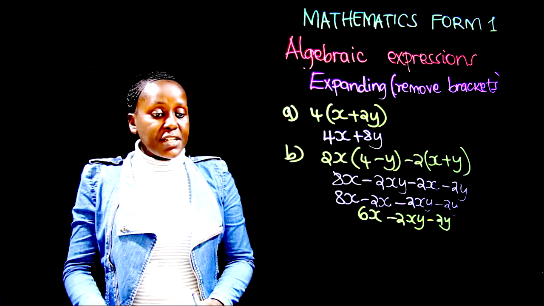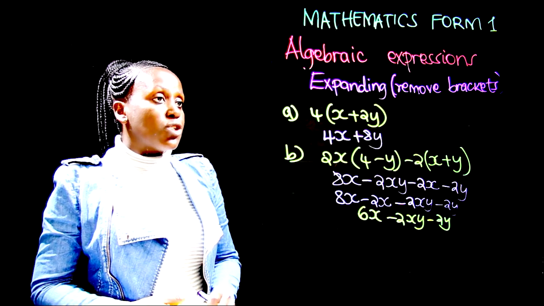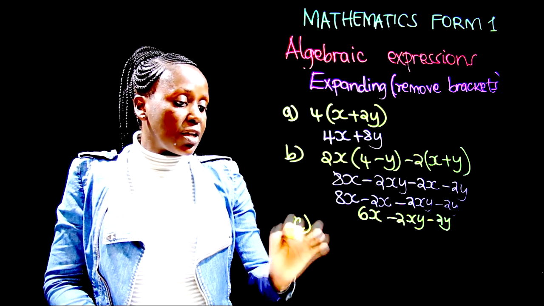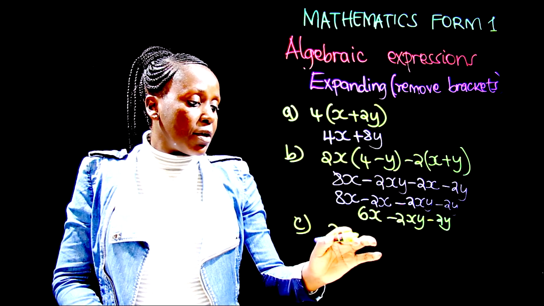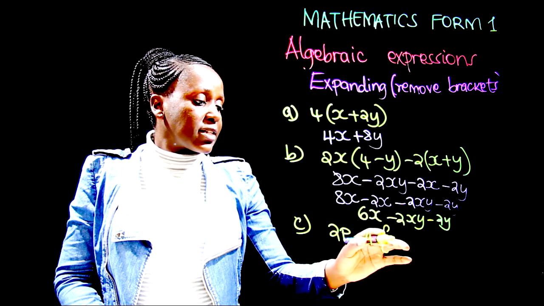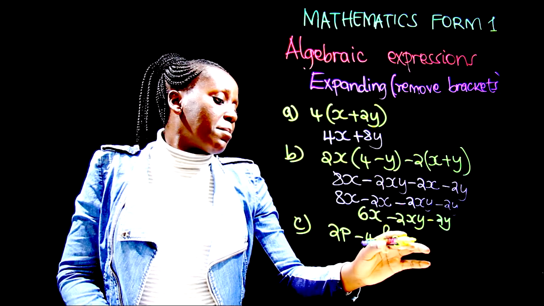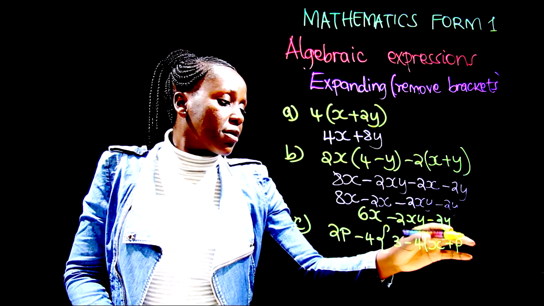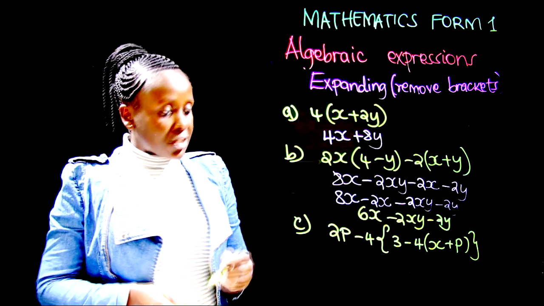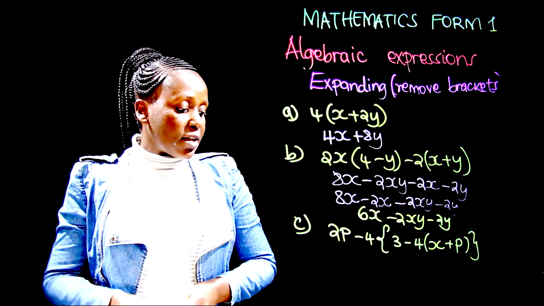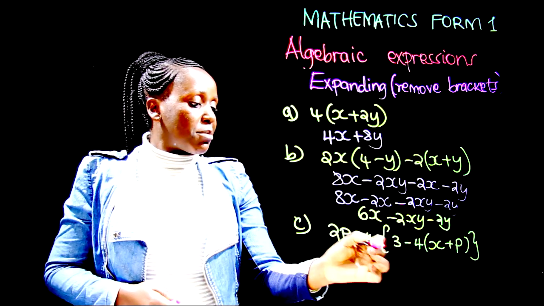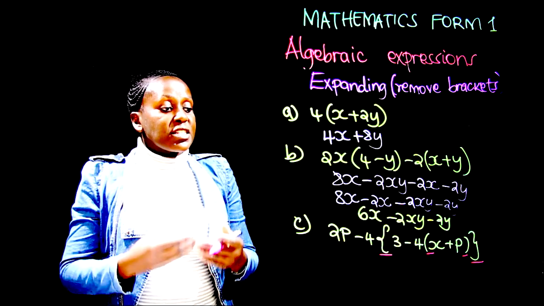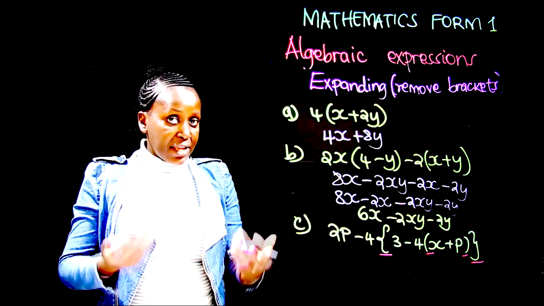So let's look at another different scenario. In a case where you have 2 brackets in one expression, how do you go about it? Here we have 2p minus 4 into brackets 3 minus 4 into brackets x plus p. Okay, how do you go about this? Like you can see, we have 2 brackets. We have the bigger ones that are outside, and then we have the small ones that are inside. So you are expected to start with the innermost bracket, okay?